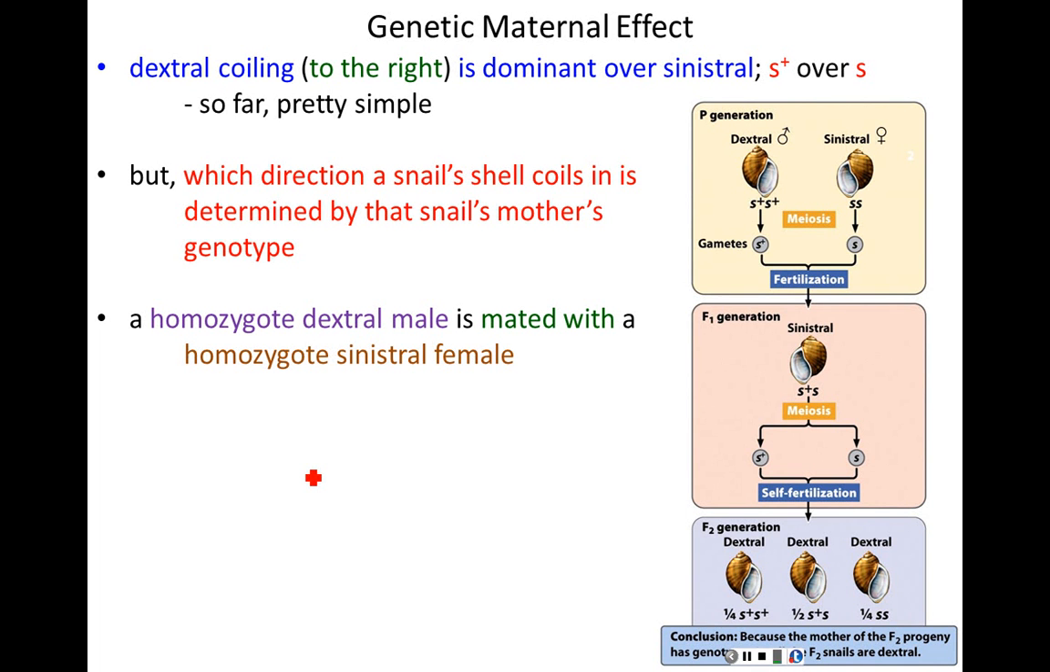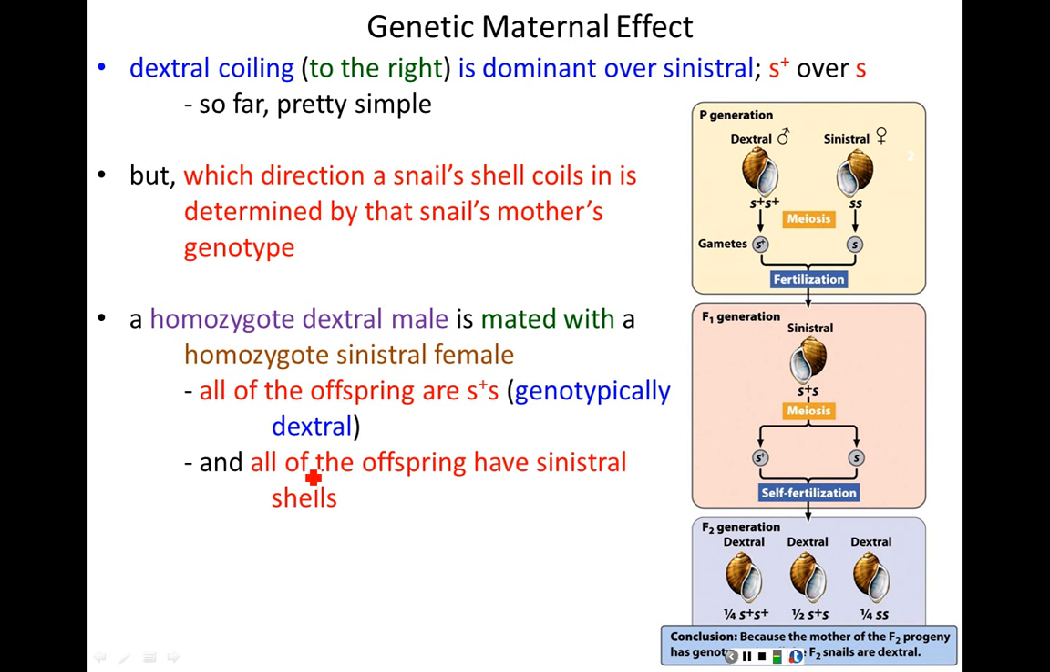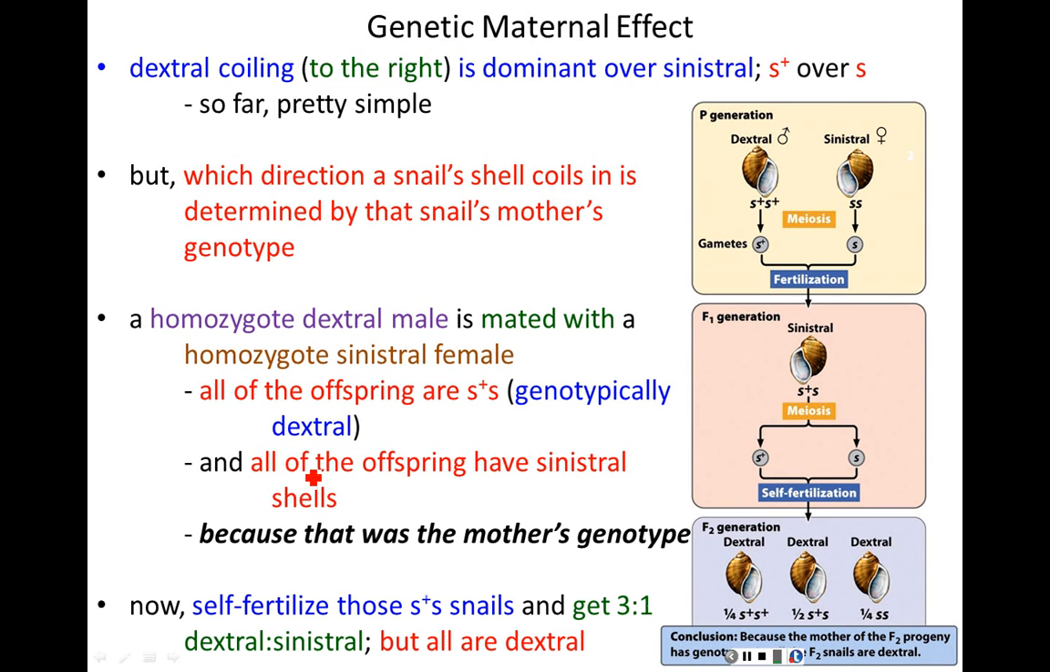So again, if we go up to the top to say it in words, we have a homozygotic dextral male crossed with a homozygotic sinistral female. All of the offspring are genotypically heterozygote, genotypically dextral, but all of the offspring have sinistral coiling shells because that's what their mother's genotype encoded. You do the self-cross, you should get 3-to-1 dominant to recessive, but what we see is all dextral because that's what the mother's genotype encoded, the dominant trait. I really like the idea of saying this skips a generation because it really kind of sort of does. What we see in the offspring is what the maternal genotype reflects.